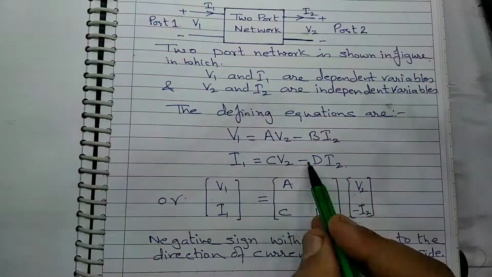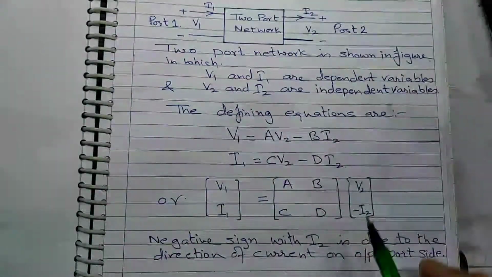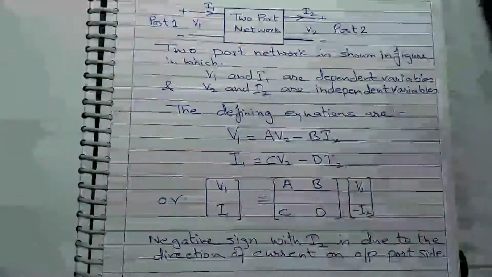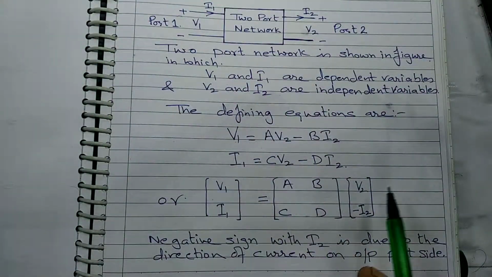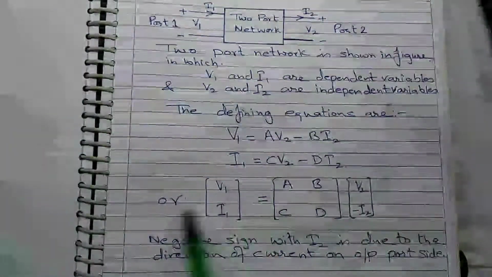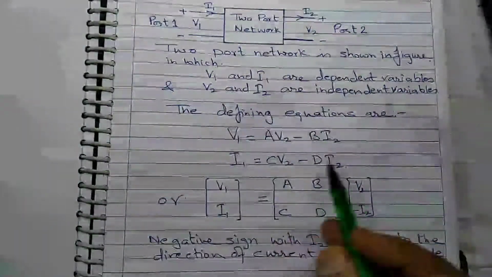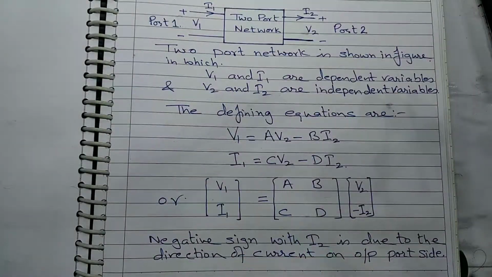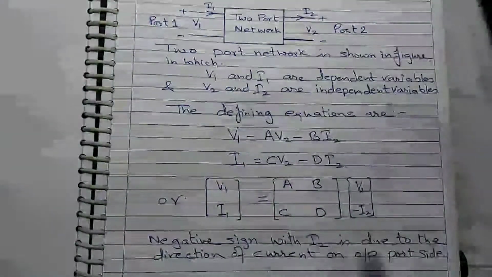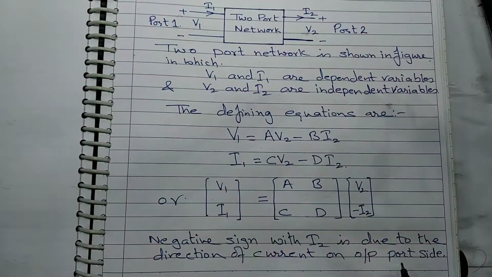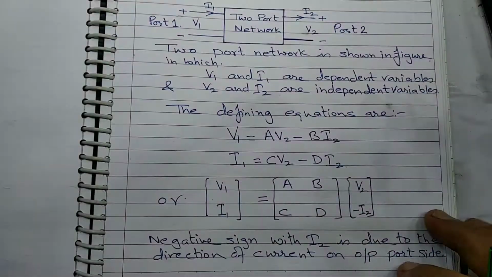Why this is minus I2? Because I2 is the current leaving the network, and I1 is the current entering the network. So the direction of I2 is just reverse of the I1. So negative sign with I2 is due to the direction of the current on the output port side.